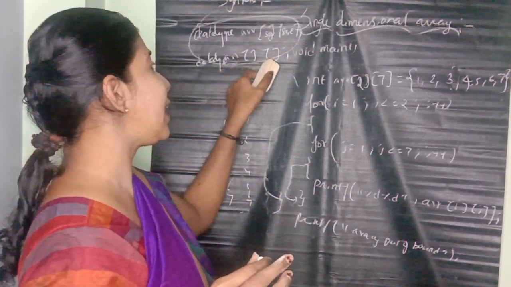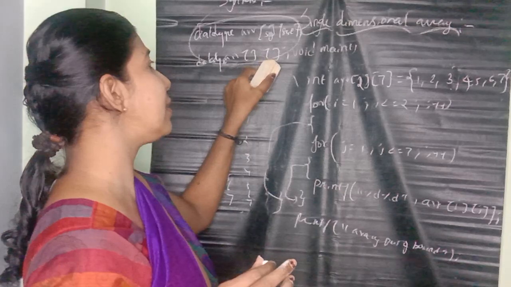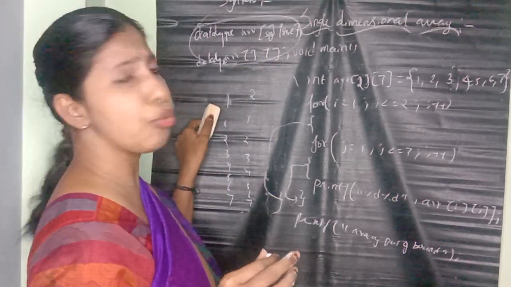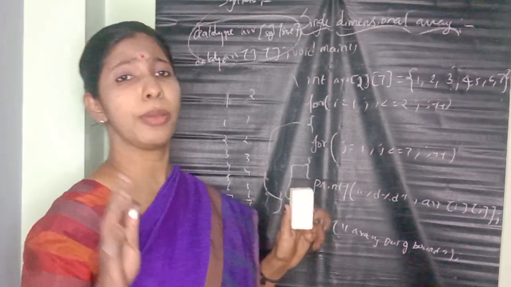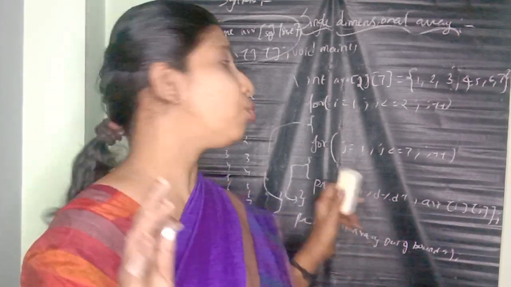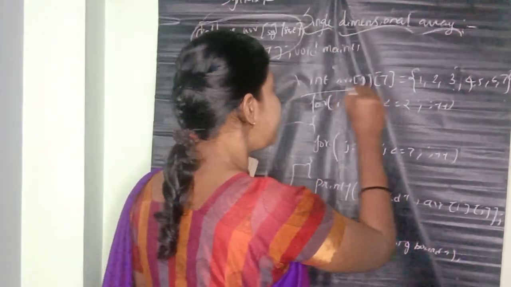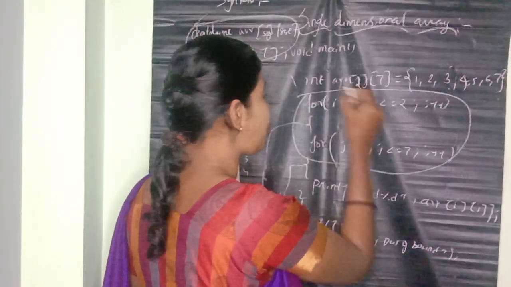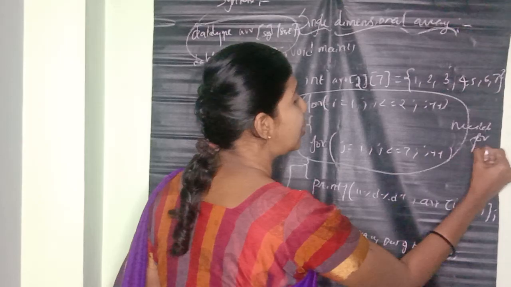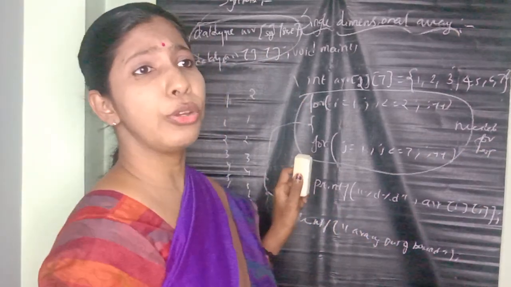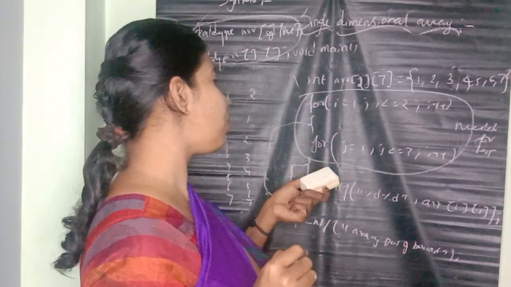Data type, array name, of blank means the size is unlimited. I is equal to 1 means the j loop executes 7 times. I is equal to 2 means the j loop executes 7 times. Make a note: a 2-dimensional array is made using a nested for loop. You see, this is called a nested for loop. Using 2 for loops will get executed. Make a note of it.